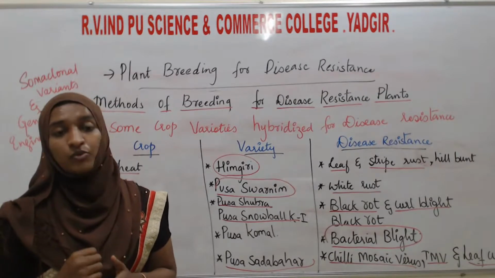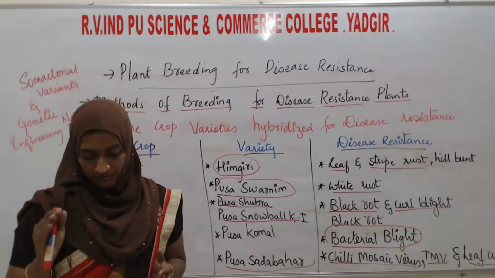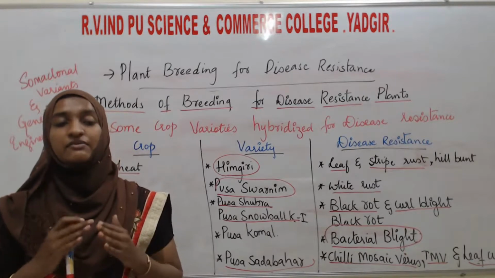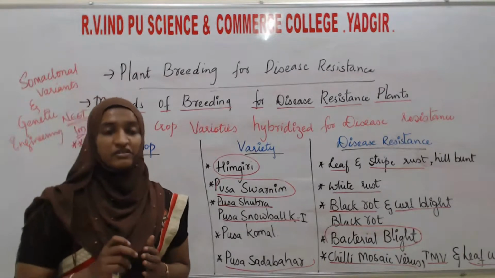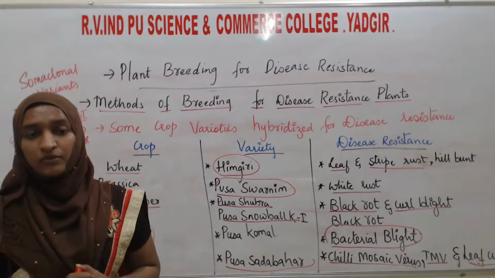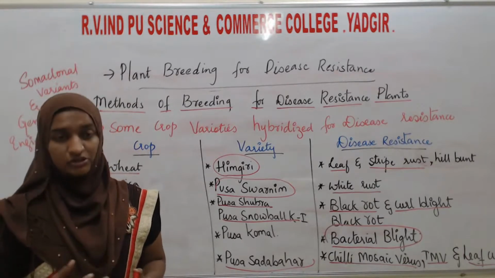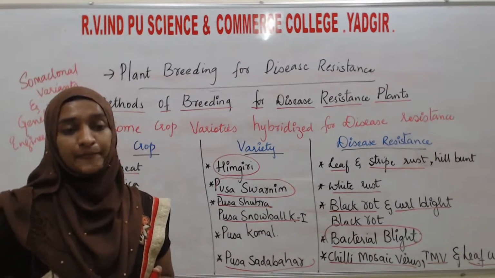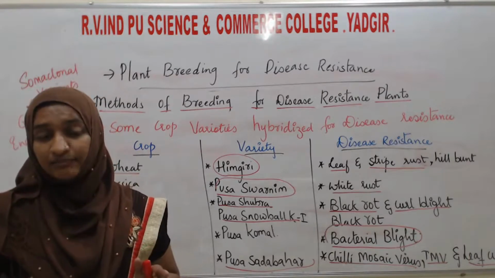Next is mutation breeding. Mutation is a process by which genetic variations occur. Genetic variation means there are changes in the genes. Some changes in the genes or chromosomes take place in the mutation process. They are created through changes in the base sequence of the genes.